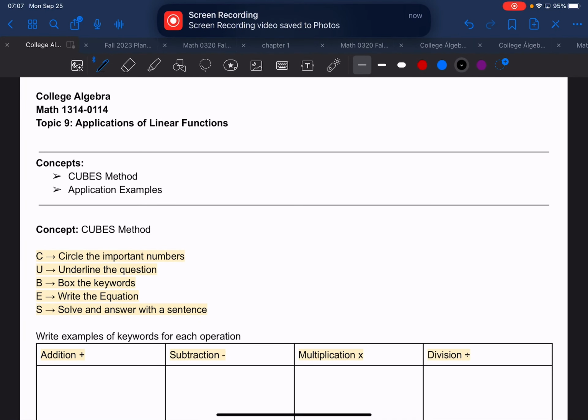Okay, topic 9 is all about applications of linear functions. Remember, when we see applications, that means word problems. There are many ways to approach word problems.